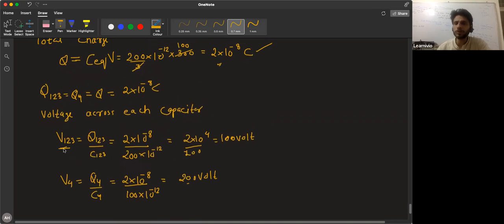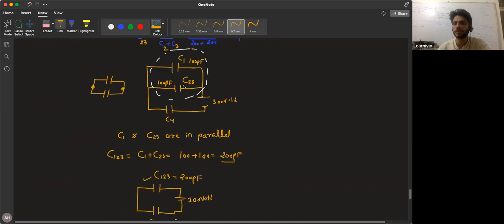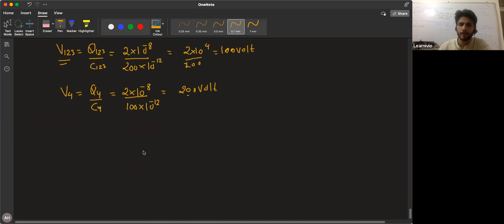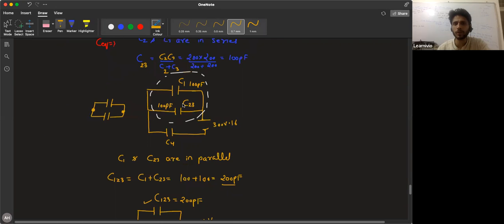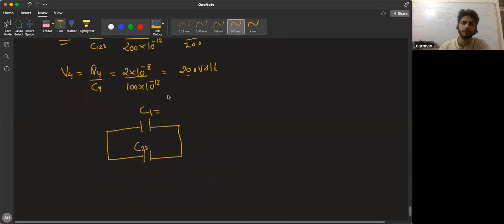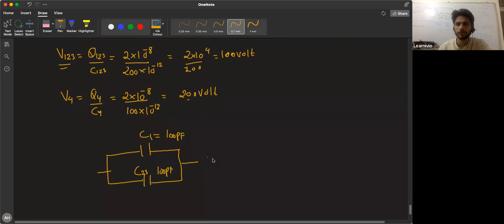Now this C123 is the combination of C1 and C23. Just break it down. This is C1 and C23. What is the value of C1? C1 is a capacitor of 100 and C23 is also 100 picofarad. And the total voltage across this combination is this V123, which is 100.